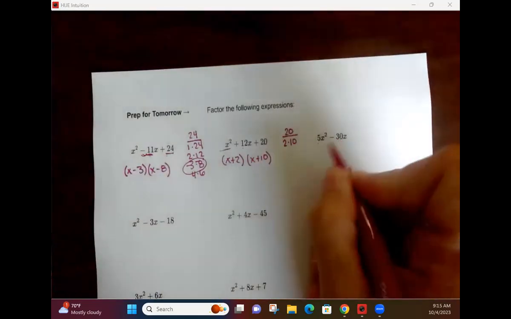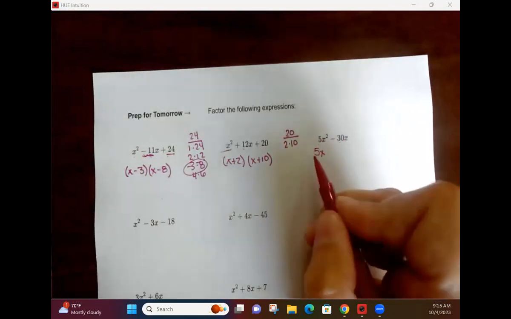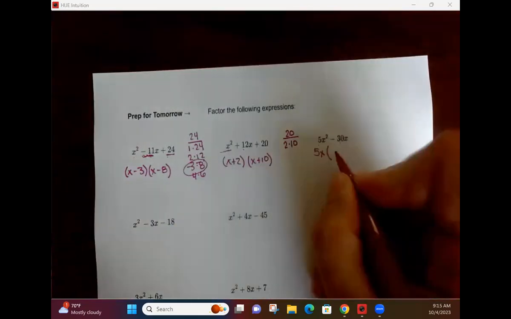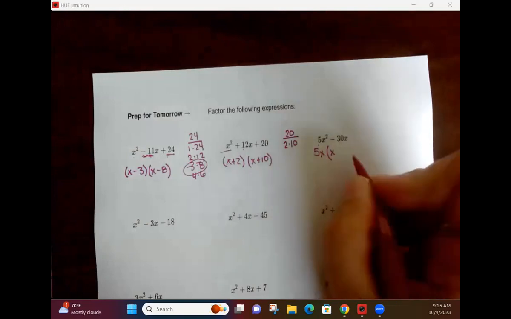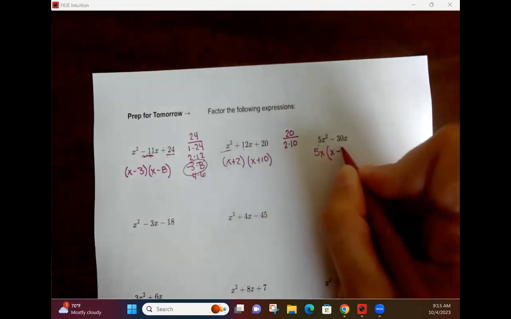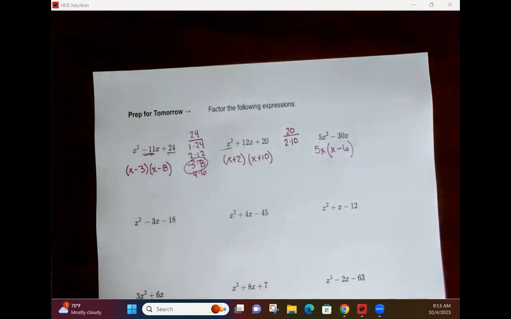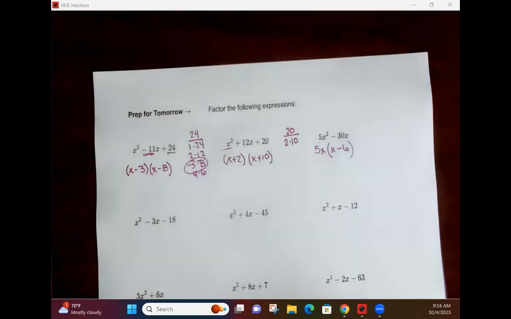I could divide both of these terms by 5x. 5 and 30 are both divisible by 5, and they both have an x. So when I divide out 5x, I would be left with x. And then 30x divided by 5x would be 6. So 5x times x minus 6. At this point, I don't have any more x squareds, so I am done. We're down to what we call linear factors.